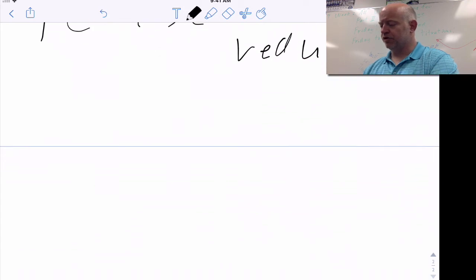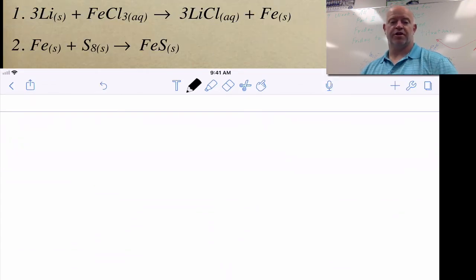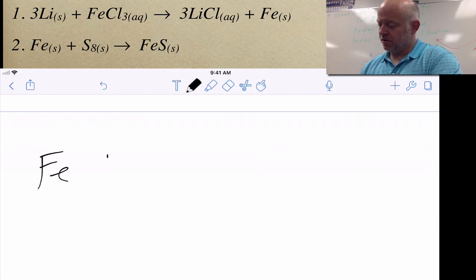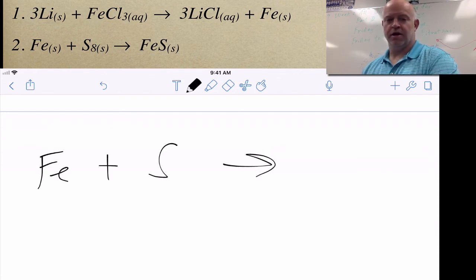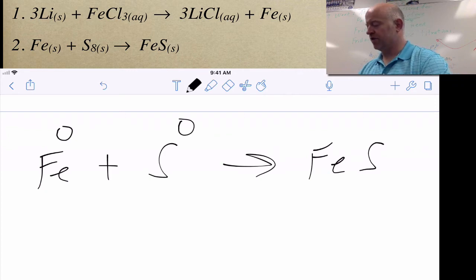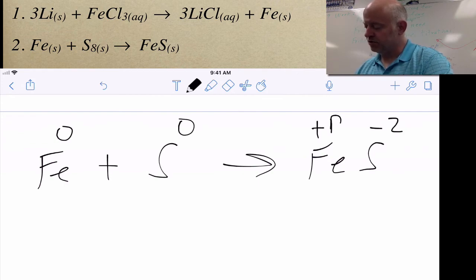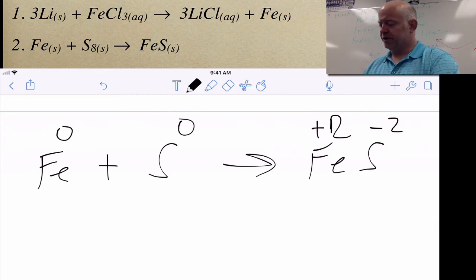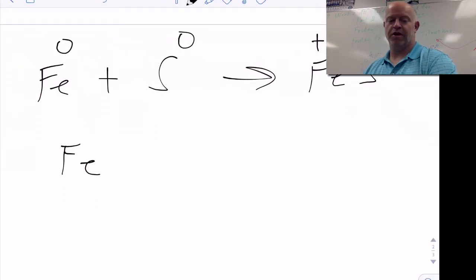All right, so we go to the next one. This one looks pretty simple to start because we have iron reacting with sulfur, and we're making iron sulfide. The iron starts off as a 0, and the sulfur starts off as a 0 because they're by themselves. In the compound, we have an ionic compound, so sulfur is going to be a -2 for its charge, and iron is going to be a +2, which means the iron went from a 0 to a +2, so it has lost electrons again. The iron lost electrons, so it was oxidized.